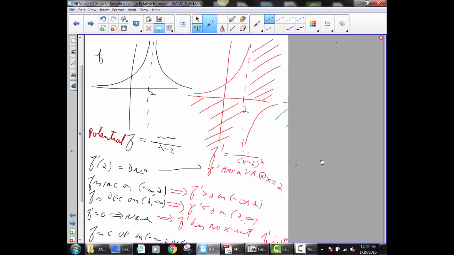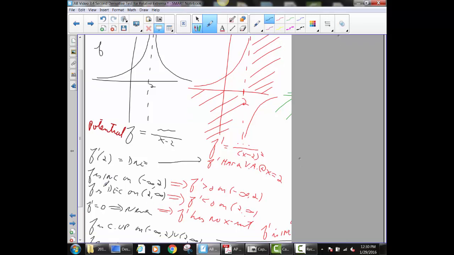So the conclusions for that: if f is increasing somewhere, f prime is positive, so there's no negatives. If f is decreasing, f prime is negative, so there's no positives. F prime never has an x-intercept because f prime is never equal to 0.